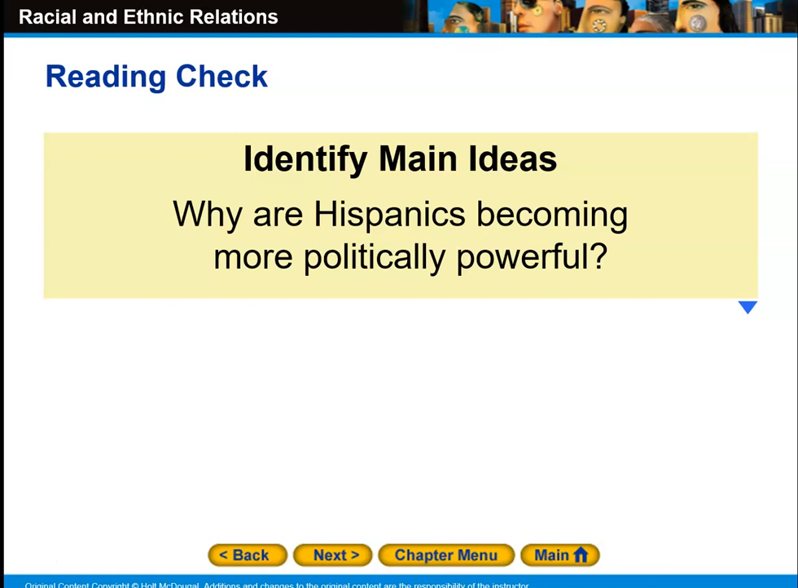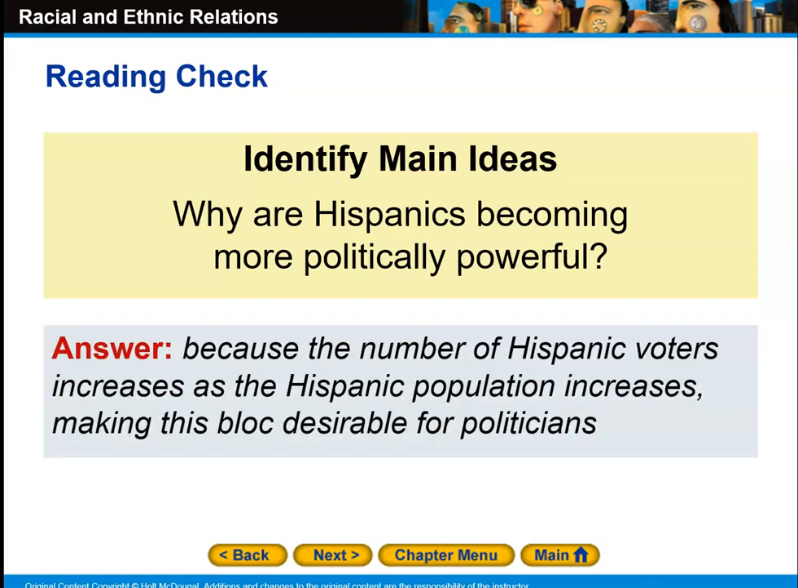So why are Hispanics becoming more politically powerful? Because the number of Hispanic voters increases as the Hispanic population increases, making this bloc desirable for politicians.